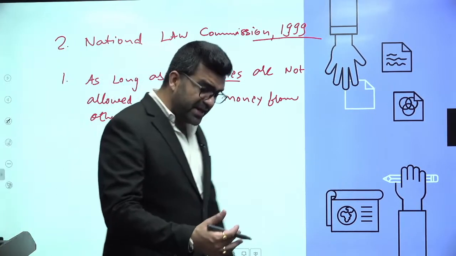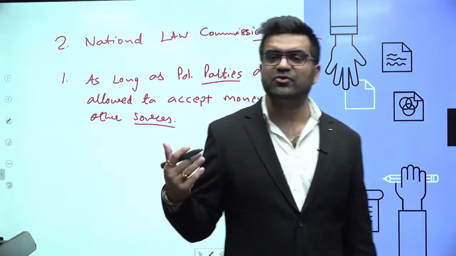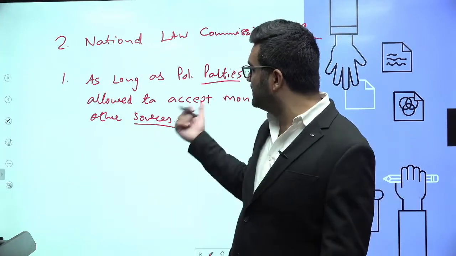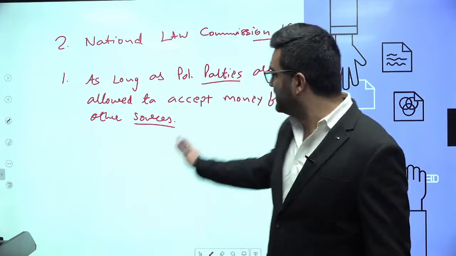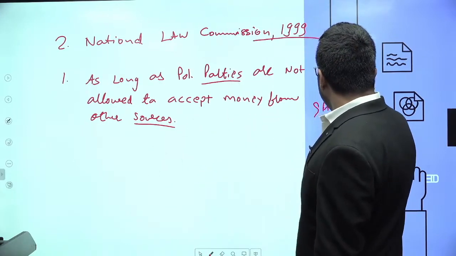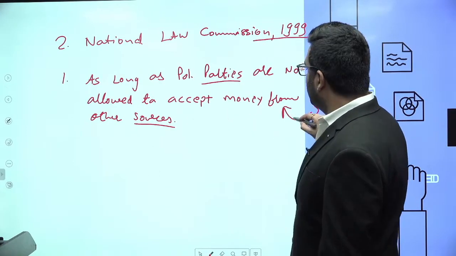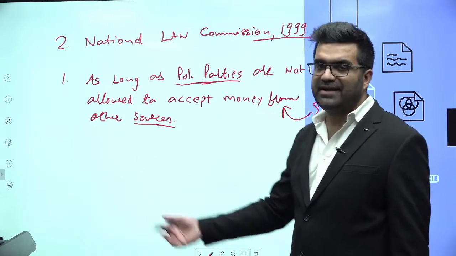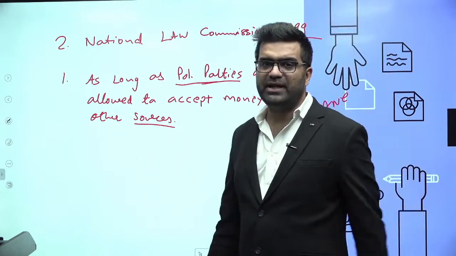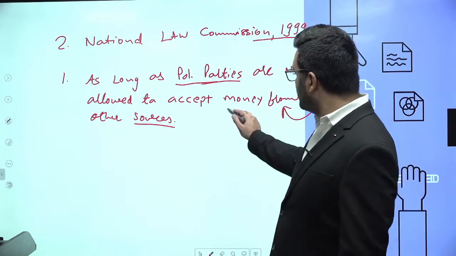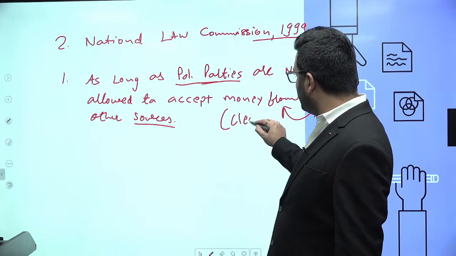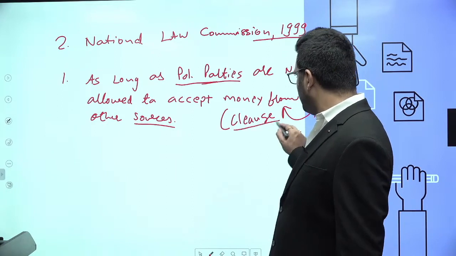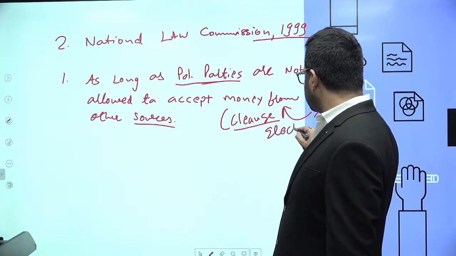So if you compare the Indrajit Gupta committee's recommendation with the National Law Commission, this is more sane. This advice seems to be more logical because then political parties would not have a parallel channel of money flowing into elections. The idea is to cleanse the electoral money landscape, cleansing of the electoral funding landscape.